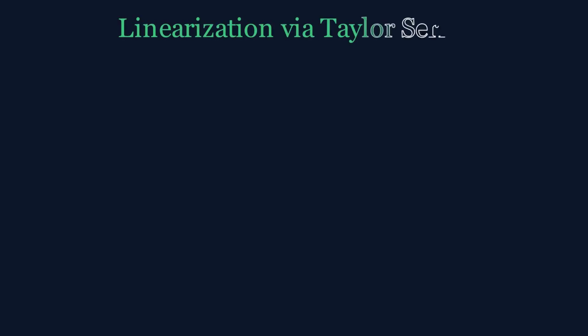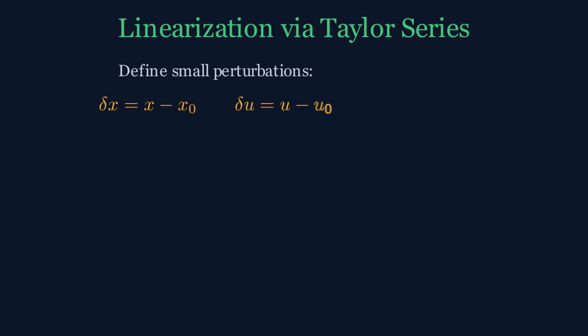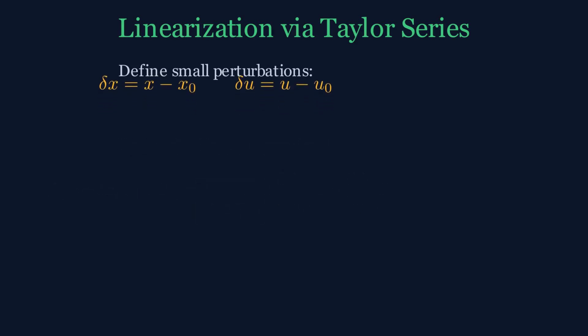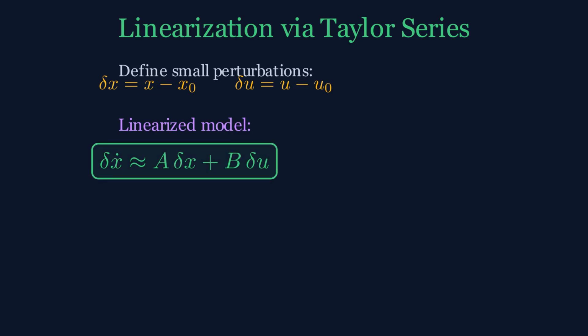Now we linearize around the equilibrium. Define small perturbations. Delta x equals x minus x0 and delta u equals u minus u0. Using a first-order Taylor expansion, f of x0 plus delta x comma u0 plus delta u is approximately f of x0 comma u0 plus the partial derivative of f with respect to x times delta x plus the partial derivative of f with respect to u times delta u. Since f of x0, u0 equals 0 at equilibrium, we get delta x dot approximately equals A times delta x plus B times delta u.